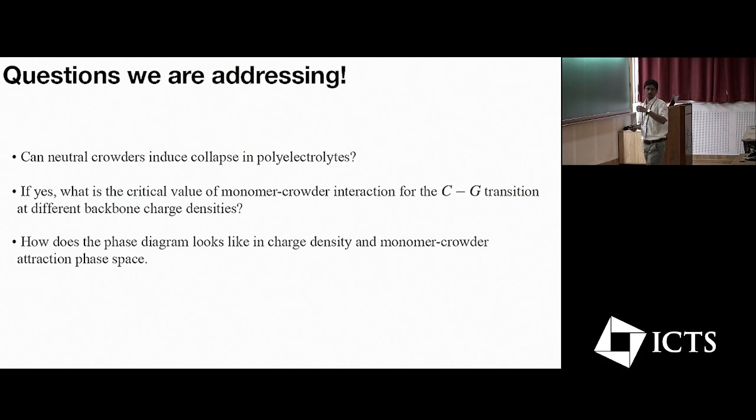So what questions are we addressing now? All the studies I've shown are mostly for neutral polymers. Can neutral crowders induce the collapse in polyelectrolytes, the charged polymers, now? Since the monomers are charged, they have electrostatic repulsion between them. Can we find such a collapse even with the help of neutral crowders? And if yes, what is the critical value of this monomer-crowder interaction or attraction for this kind of transition? And how does the phase diagram look like in the charge density and the monomer-crowder attraction, right?